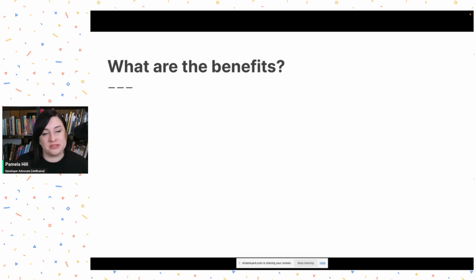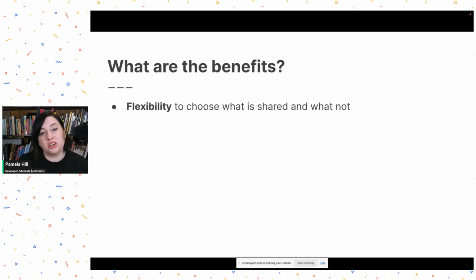So what are the benefits of this approach? Firstly, it's about flexibility to choose what is shared and what is not shared. So you can decide, I only want to share a constant, or I only want to share a utility function, or I want to share a whole feature, or even almost the whole application. The choice is really yours. Then you can choose to share in a new or an existing project. You don't have to start every Kotlin Multiplatform project from scratch. You can start today in your current project.